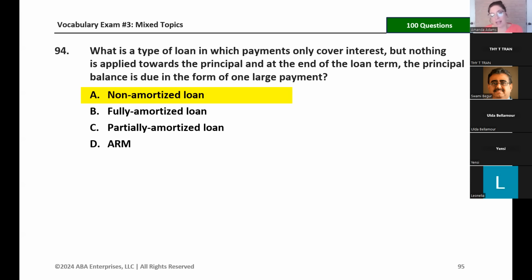Construction loans. Yeah, a construction loan is typically a non-amortized loan or interim loan, because there's no collateral supporting the loan. That's why the interest rate is so high. Whereas with a HELOC, a home equity line of credit, that property is serving as the collateral.